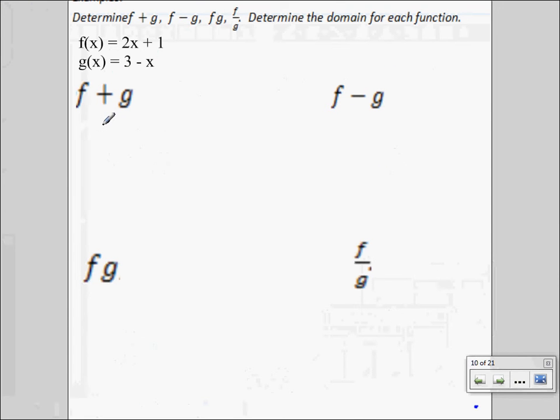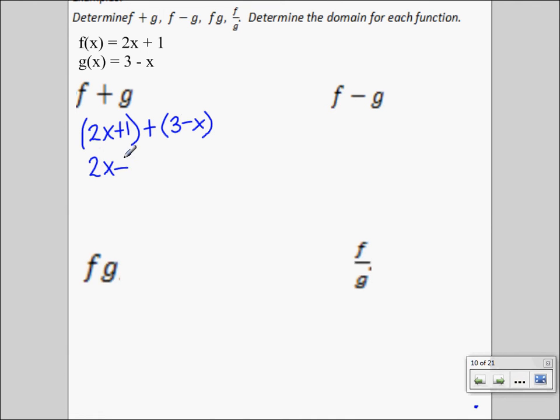So let's get started. So f plus g, all we have to do is write what f of x is, and I like to write it in parentheses. So parentheses 2x plus 1, and our operation is plus, which is right here, and we just write the g of x function, which is 3 minus x. The next step is just to remove the parentheses. So we have 2x plus 1 plus 3 minus x.